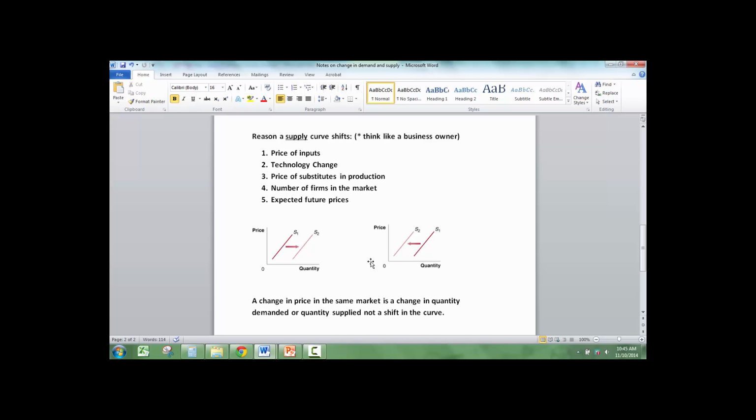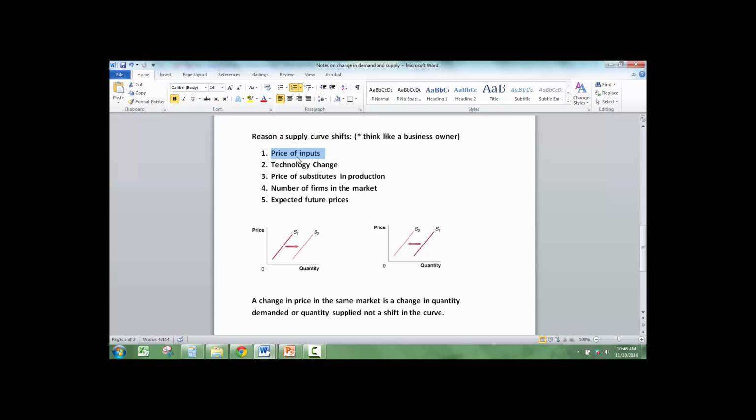Now, to go over the supply curve, you need to remember to think like a business owner. Most people can answer demand questions pretty easily because they are consumers. But when you're answering supply curve questions, you must think like a business owner. Remember, your goal is profit, and you have certain expectations, which are probably opposite of what a consumer would want to happen. So the reasons a supply curve would shift: price of an input.